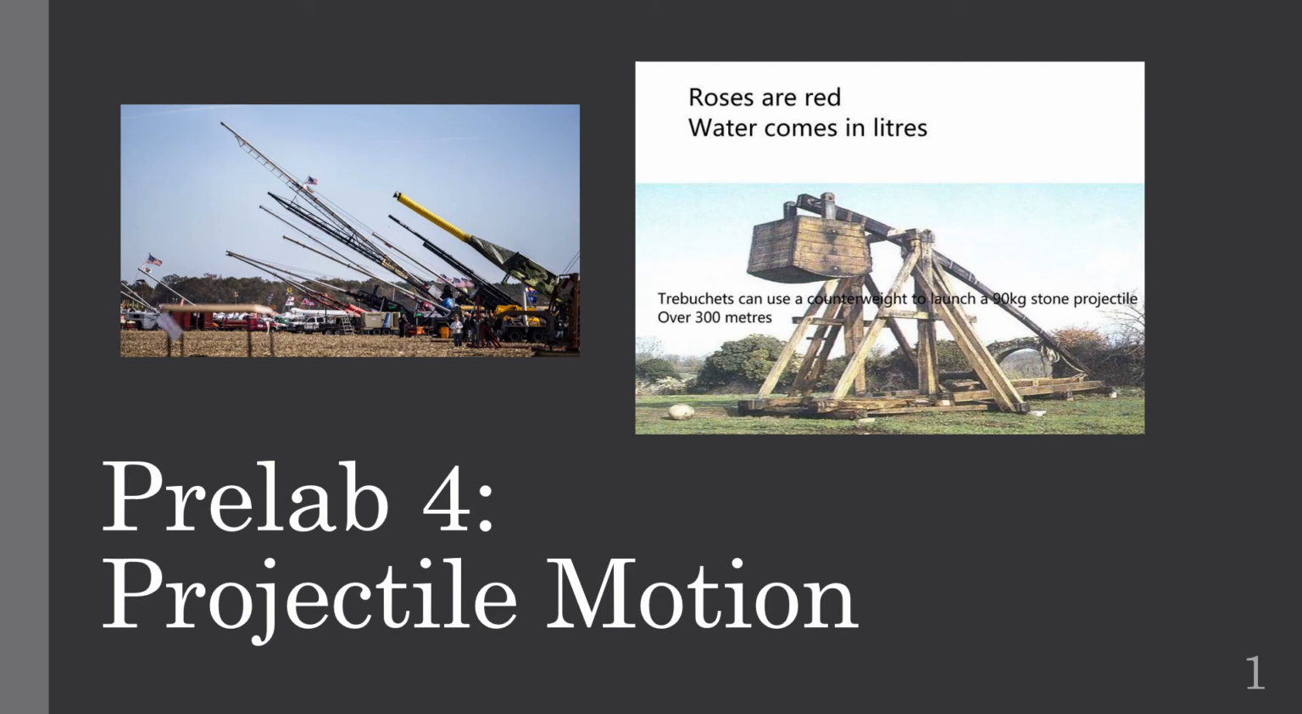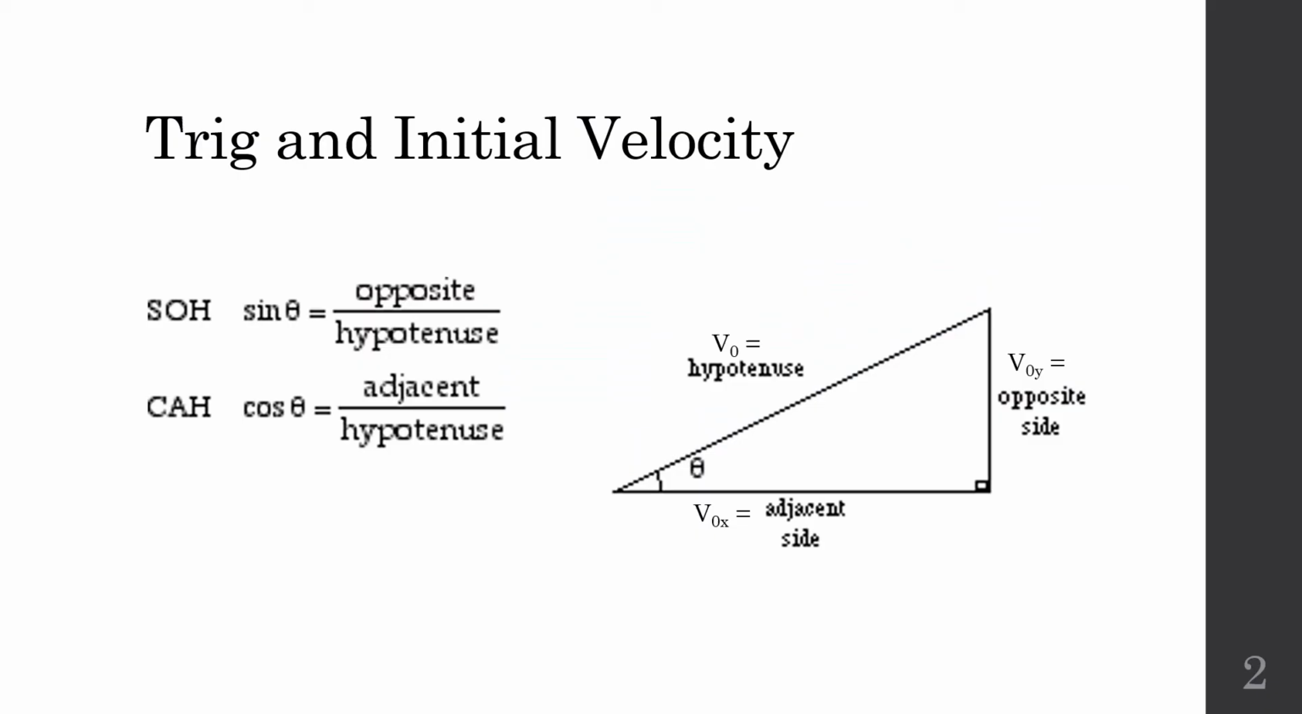Today we're going to be discussing projectile motion. As you can see, trigonometry is going to be vital to calculating different aspects of projectile motion. This week we're going to be focusing specifically on sine and cosine. Sine is going to allow us to calculate the y component of the initial velocity, and cosine is going to allow us to calculate the x component of the initial velocity.